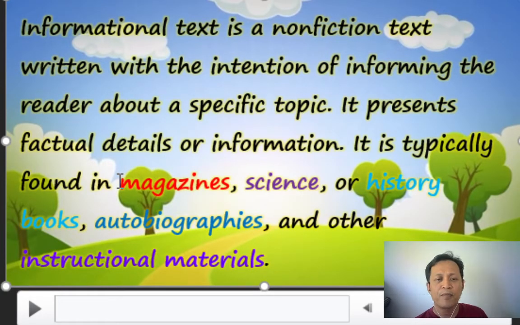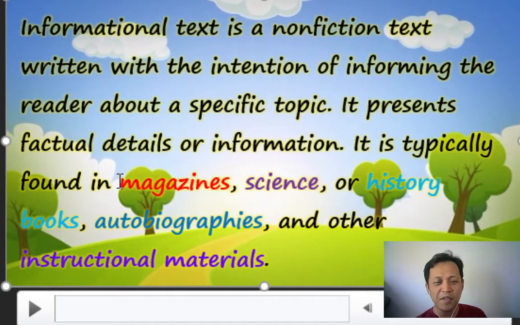Also, guys, science and history books are a good source of information. They are considered one of the best informational texts, because all the details, all the information, all the facts about a certain topic or a certain phenomenon or a certain situation are recorded in your science and history books.